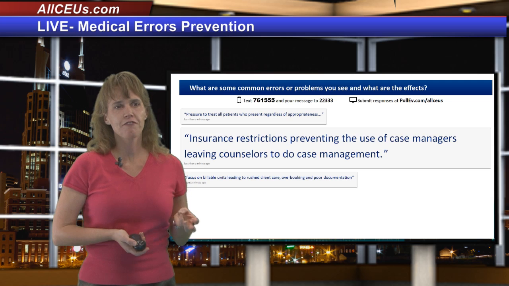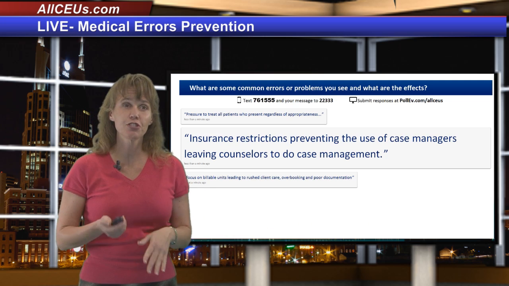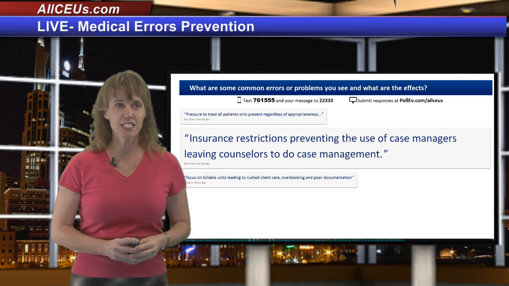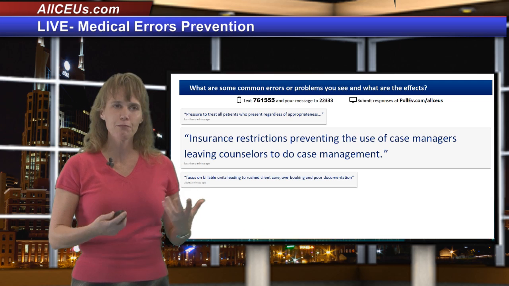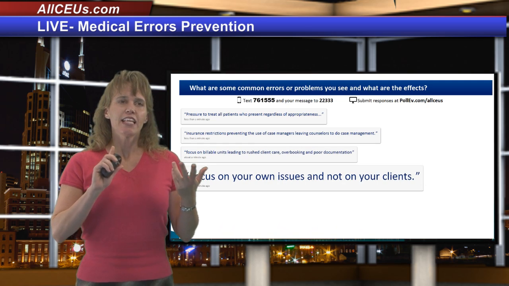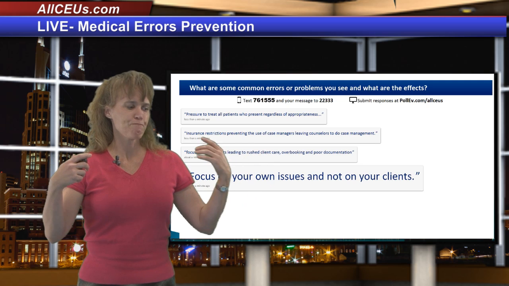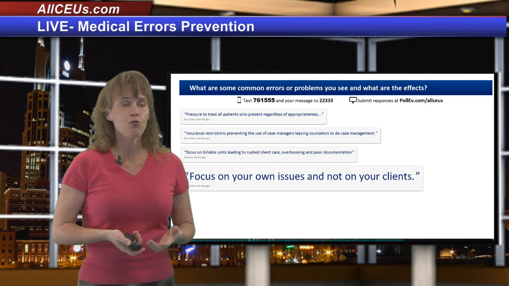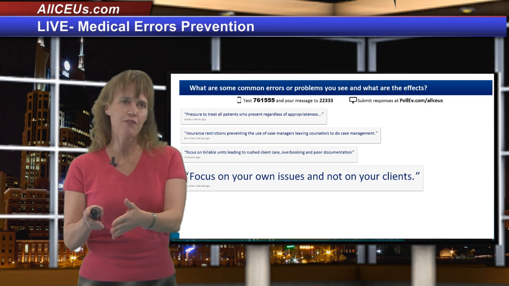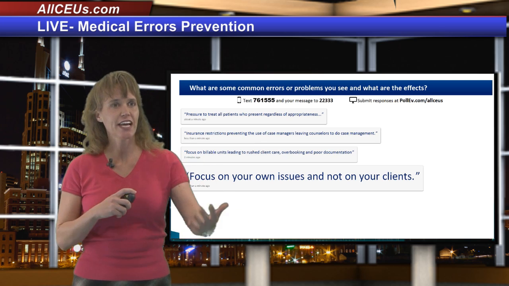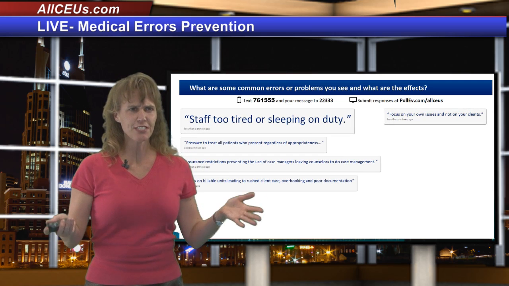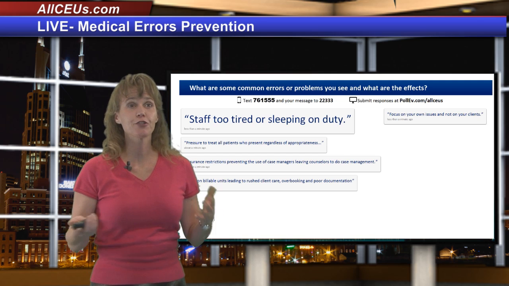Insurance restrictions, preventing the use of case managers and leaving counselors to do case management activities. This was one of our greatest frustrations at the residential facility I worked at, because we'd have people who needed to get back on their feet. They needed to engage with social services. They needed to find housing. They needed a bunch of different liaison activities. And we weren't able to hook them up with case managers unless they fit this very, very narrow profile. So a lot of my staff had to do the case management activities in addition to counseling.